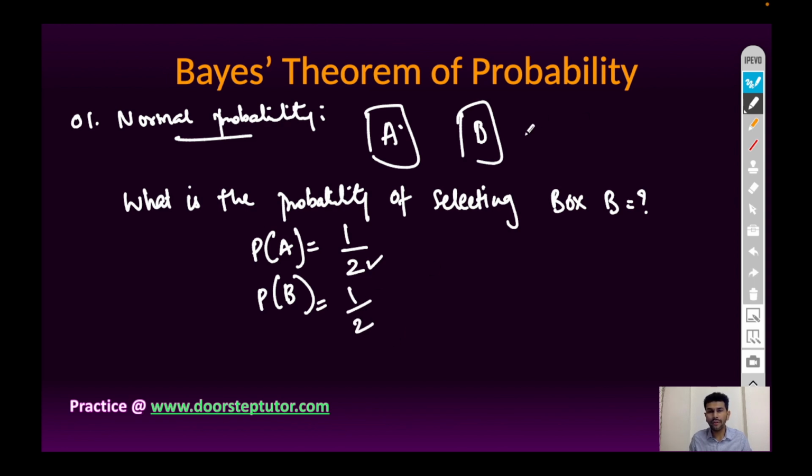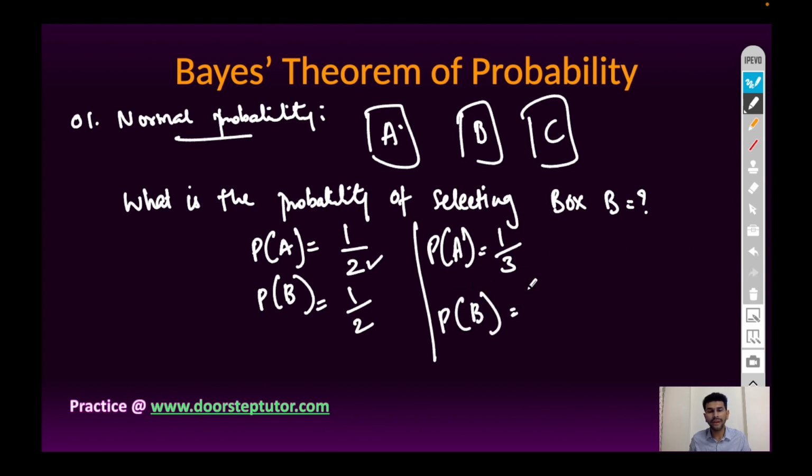And if we have three boxes, box A, B and C, then what will be the chance of selecting box A? So probability of selecting box A is 1 by 3 because now three boxes are there. Out of 3 boxes, the probability is only 1. Similarly, probability of selecting box B is 1 by 3 and probability of selecting box C is also 1 by 3 because 3 boxes are there. So the denominator will be 1 plus 1 plus 1, 3. So this is normal probability.